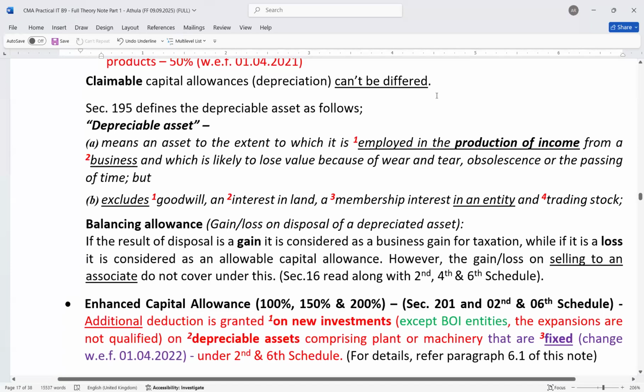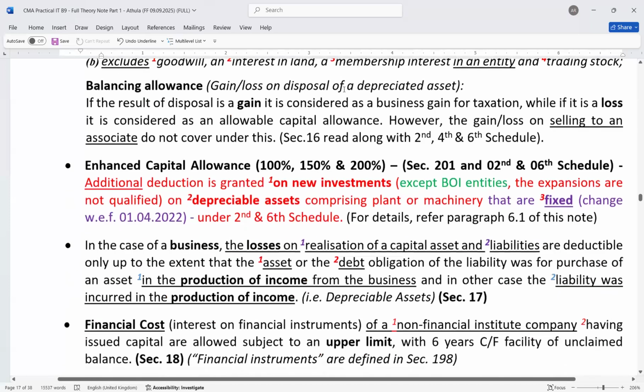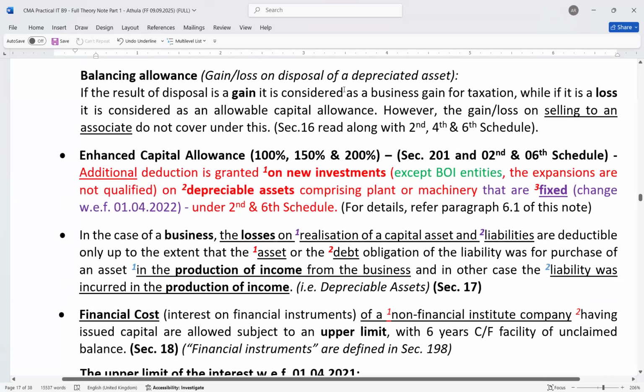Enhanced capital allowances. Earlier under the fourth schedule, we were discussing the normal depreciation. In addition to that, there's a special section, enhanced capital allowances. That means in addition to the normal capital allowances under the fourth schedule, you are entitled to claim enhanced capital allowances also, once you fulfill the requirements.